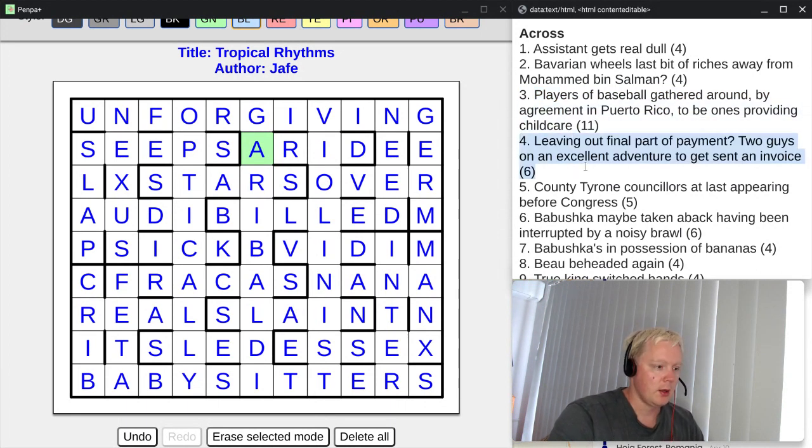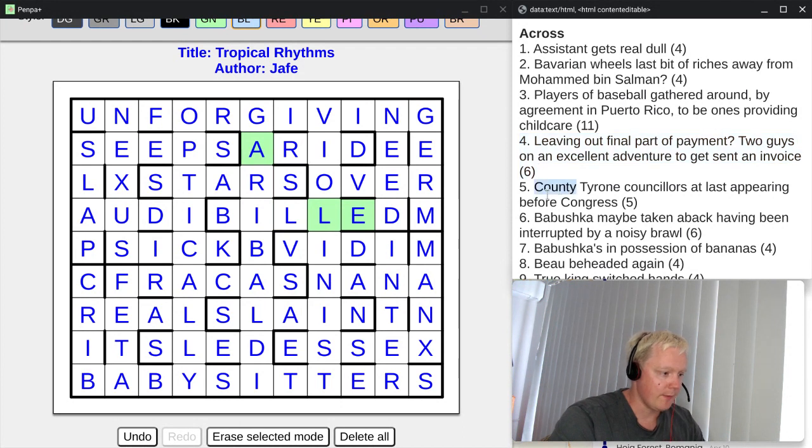Number 4, leaving out final part of payment, so this one was build, and build does contain an L, and it does contain an LE as well. So build is here, so this LE is here, but it doesn't have an LEA, so 2 is the most that we can highlight. But it is important that we take the longest one, because we could also take this, and that's a substring from the start of the clue, but it's not the longest one, so that's why we take L and E.